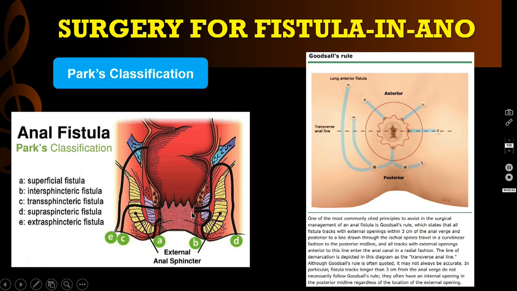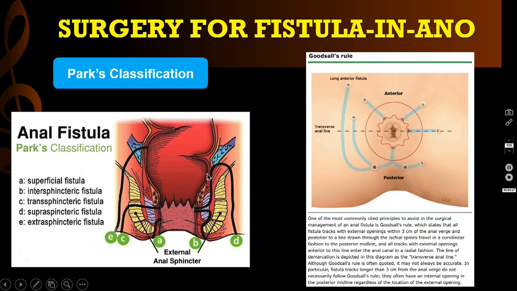The fifth variety is extrasphincteric fistula, where the fistulous tract will go high up, almost at the level of the levator ani, and this will never traverse or penetrate through both the external and internal sphincter, and the internal opening opens in the rectum. This is the only fistula where the internal opening will be very high in the rectum. So these are the 5 varieties of fistula that can happen in any patient.